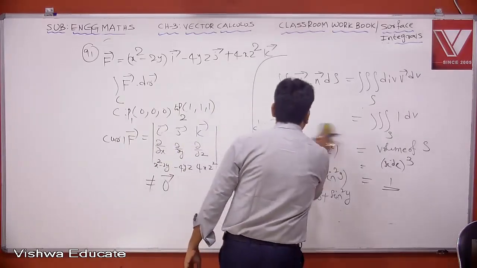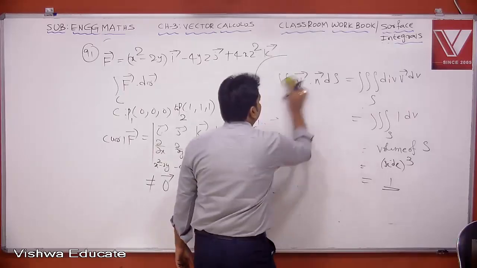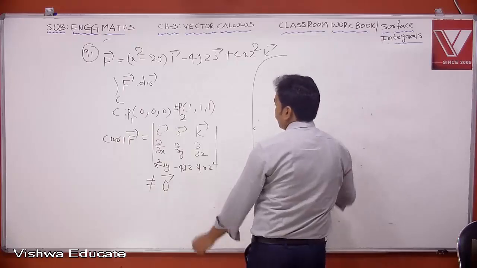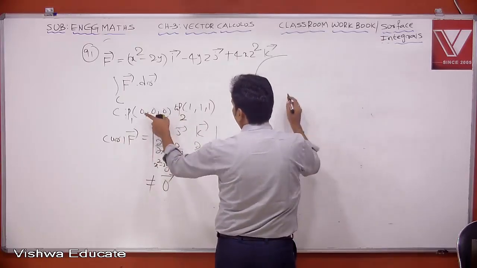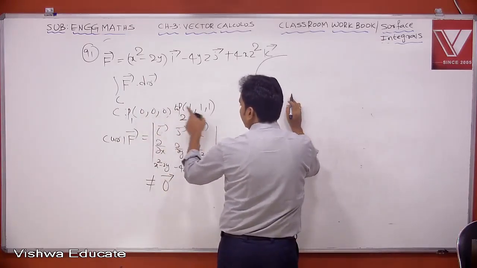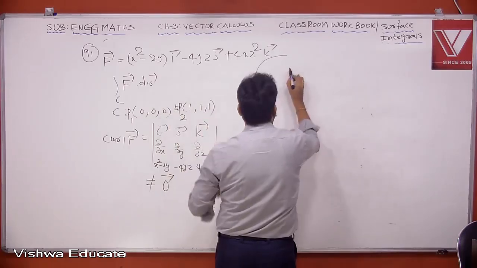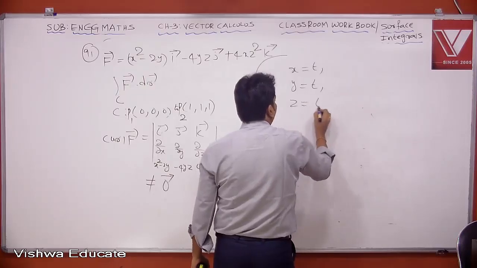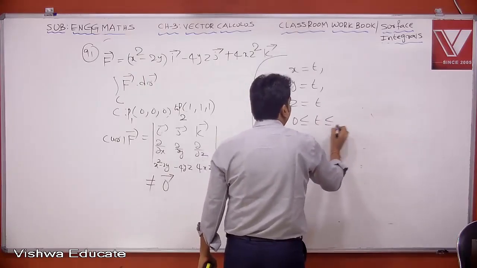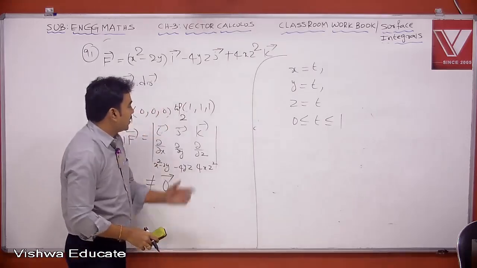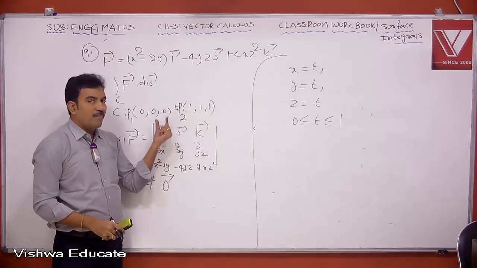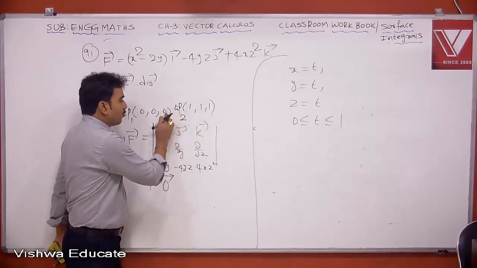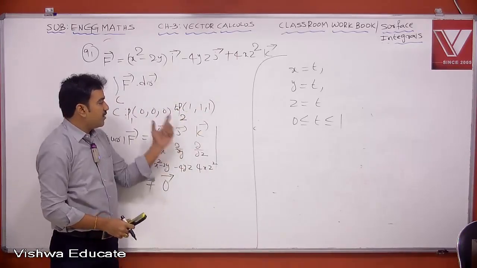So this can be handled like this. Here when you look at C as a line joining 2 points, the points are very flexible. Those points are 0, 0, 0 to 1, 1, 1. That means x is ranging from 0 to 1, y is ranging from 0 to 1, z is ranging from 0 to 1. So I can go for parameterization: x equals t, y equals t, z equals t, and the limits of t are 0 to 1.